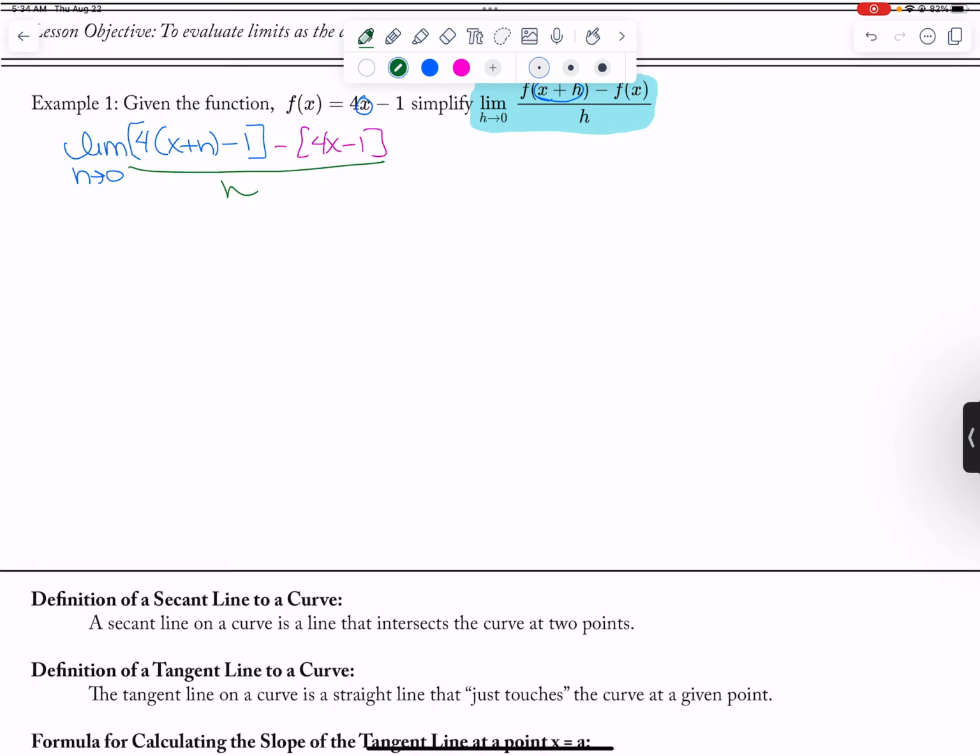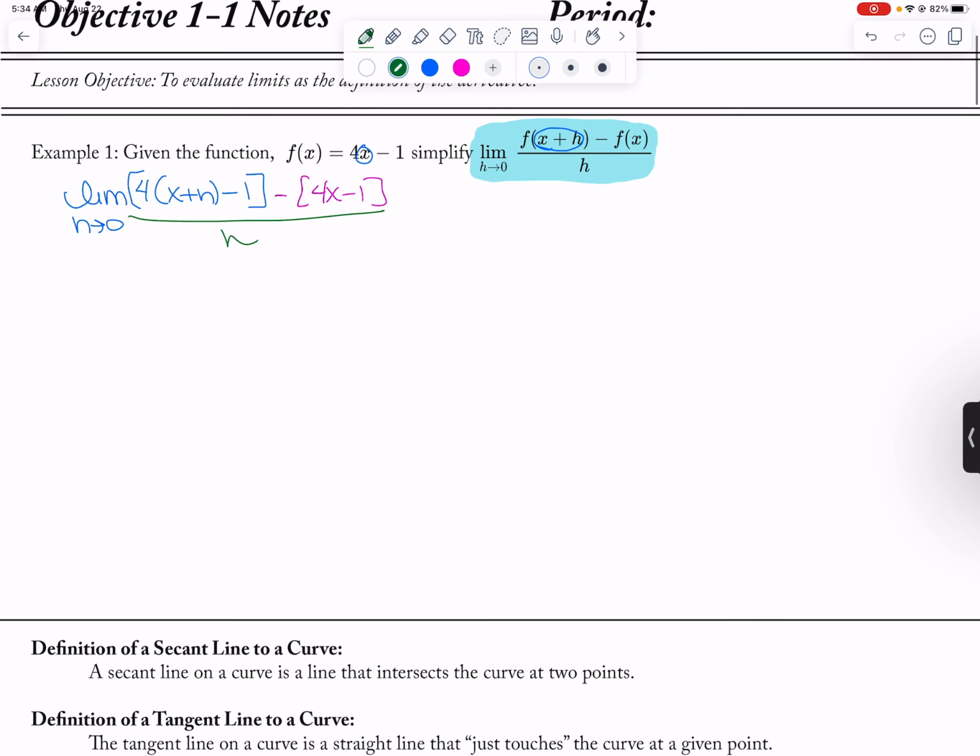Now, what's the goal? What's the name of the game? Get rid of h in the denominator. If you can't get rid of h in the denominator, you messed up. So all these you should be able to get rid of it. Okay, so limit as h approaches 0 of 4x plus 4h, nope, not plus, minus 1 minus 4x plus 1. This is where distributing that negative to both terms is going to matter. Otherwise, you will not get the right answer. Well, you never get the right answer, but it's more catastrophic here.